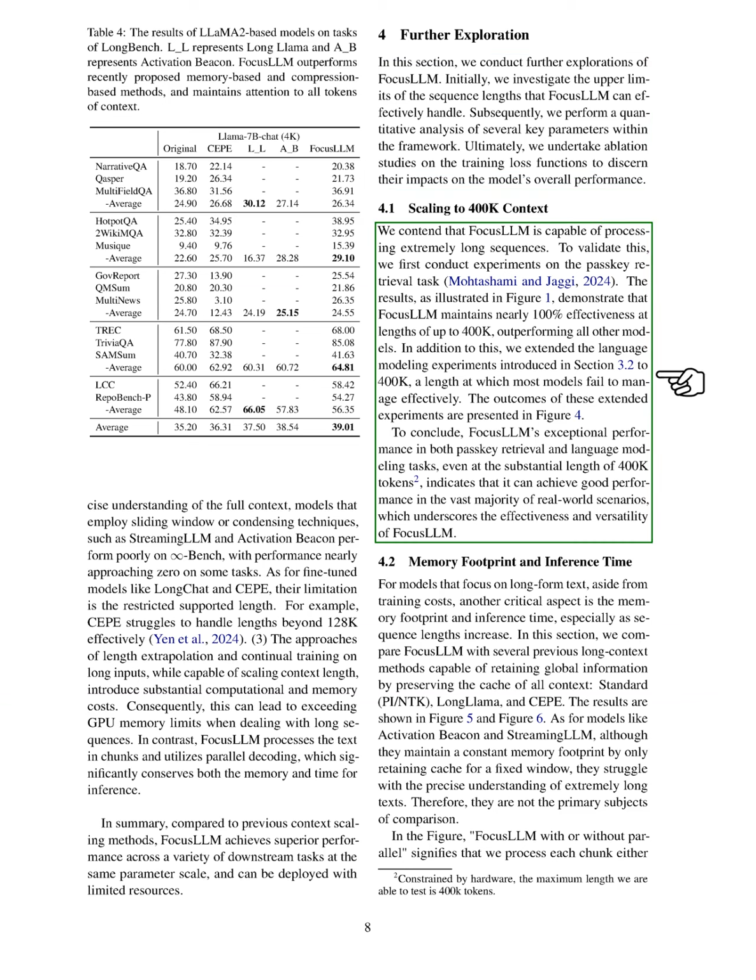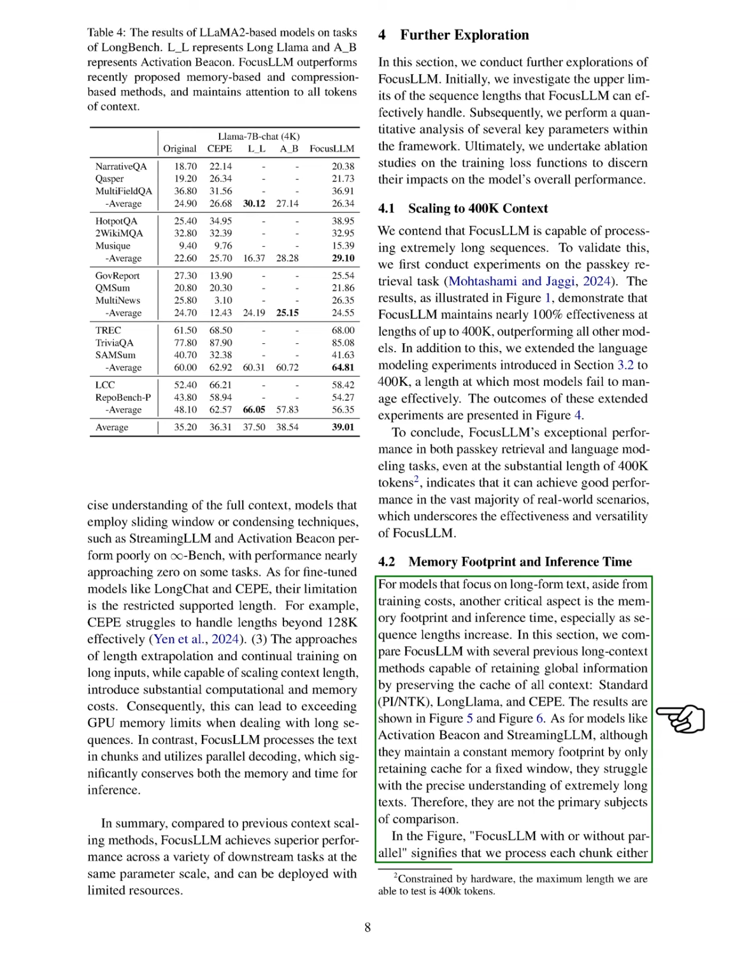We believe that FocusLLM can handle very long sequences. To test this, we perform experiments on the passkey retrieval task. The results show that FocusLLM achieves nearly 100% effectiveness at lengths up to 400,000 tokens, surpassing all other models. We also extended our language modeling experiments to 400,000 tokens, a length where most models struggle. The results confirm that FocusLLM performs exceptionally well in both passkey retrieval and language modeling tasks at this length, highlighting its effectiveness and versatility in real-world applications.